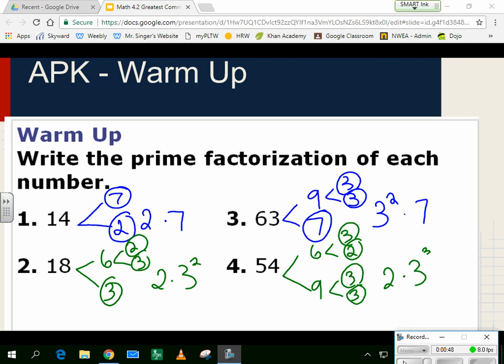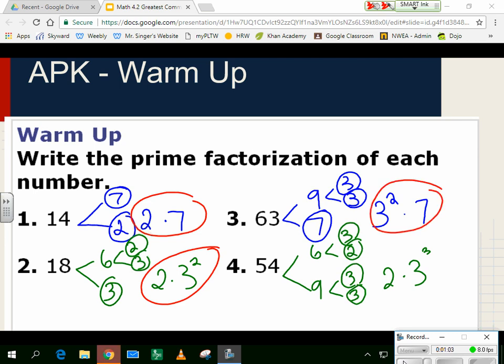And here are the results you should have had for each. I guess I can circle them. 1 was 2 times 7. 2 is 2 times 3 squared, or 2 times 3 times 3. 3 was 3 squared times 7, or 3 times 3 times 7. And for number 4, it was 2 times 3 to the power of 3, or 3 cubed, or 2 times 3 times 3 times 3.